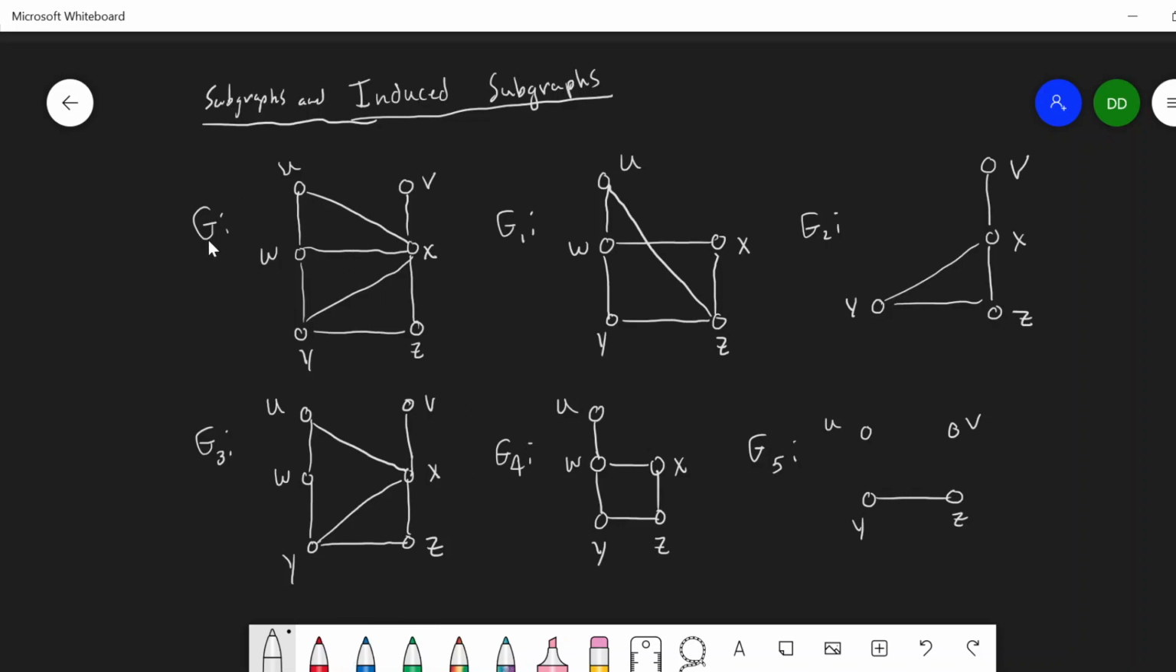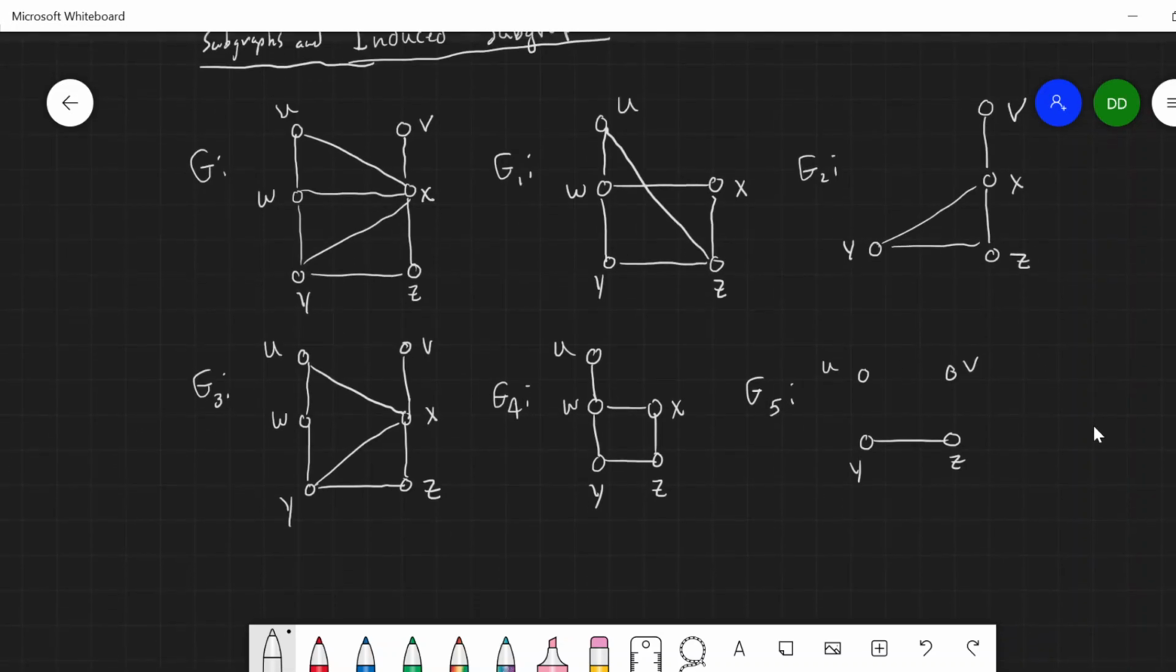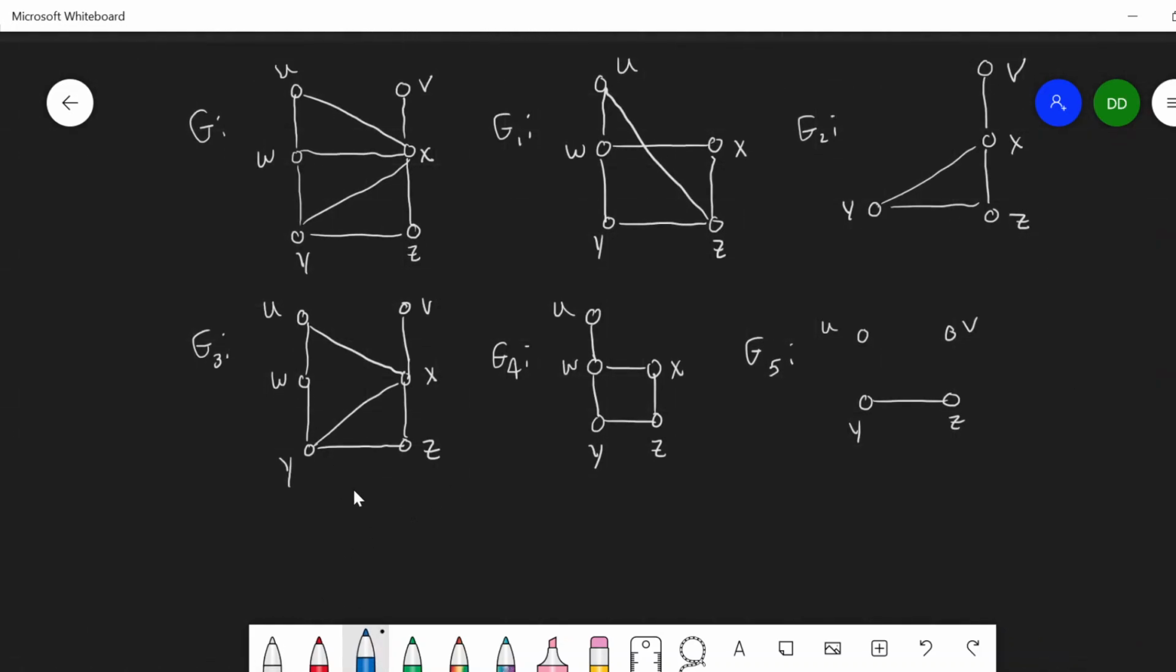So G is sort of our big host graph here for the rest of these. We'll start by pointing out that G1 is not a subgraph of G. So I'll write that below using our notation. G1 is not a subgraph of G. And why is this? It's because G1 contains this edge UZ, which G does not contain, right? So the edge set of G1 is not a subset of the edge set of G. And so that breaks the conditions to be a subgraph, so G1 is not a subgraph of G.